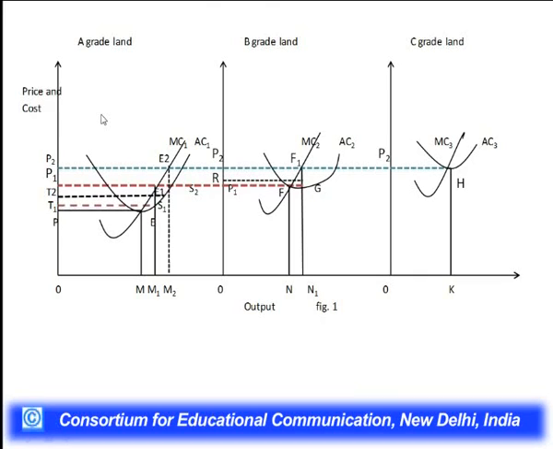So even in case of intensive cultivation, rent will definitely be there, and that will be on the super marginal doses of labor and capital. Or you can see the rent will be total revenue minus total cost of production.